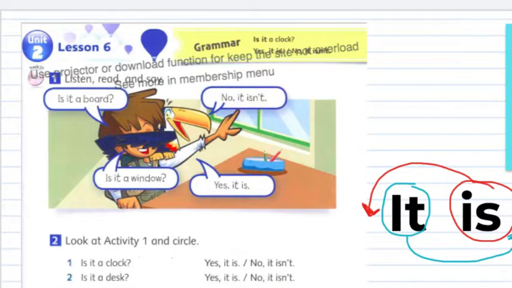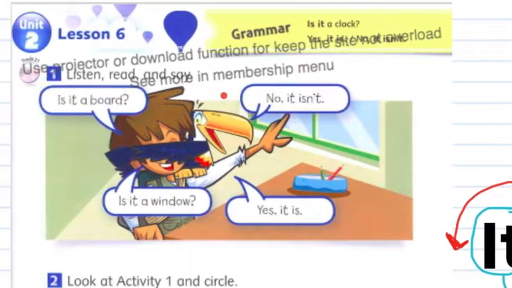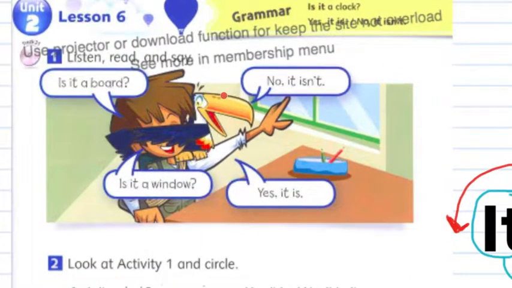Unit Lesson 6, Activity 1, page 21. Listen, read, and say. Is it a board? No, it isn't. Is it a window? Yes, it is.